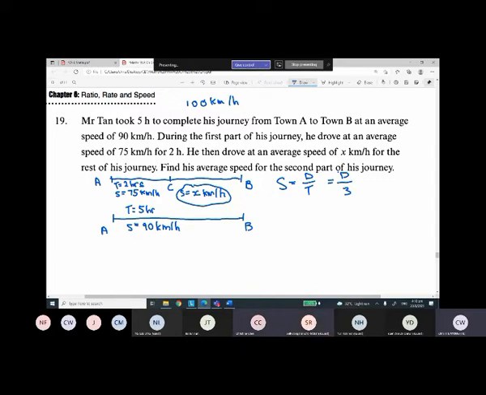Why 3? Why is the time 3 hours? Look at the diagram I've just drawn. What is the time taken from A to B? 5 hours. What is the time taken from A to C? 2 hours. So 5 minus 2, what is the remainder? C to B is 3, right? That's why I get a 3 there. Now you know why I get a 3? Is it okay?